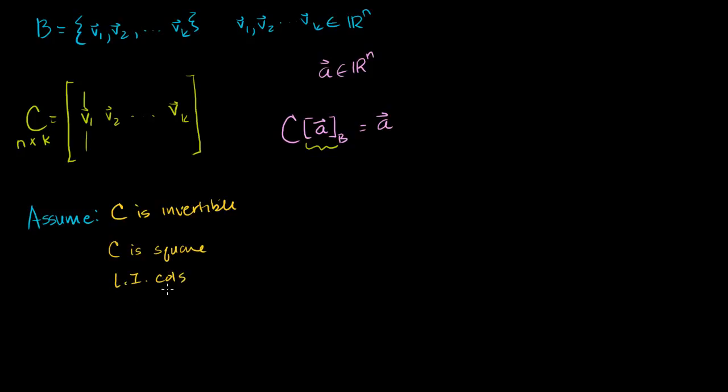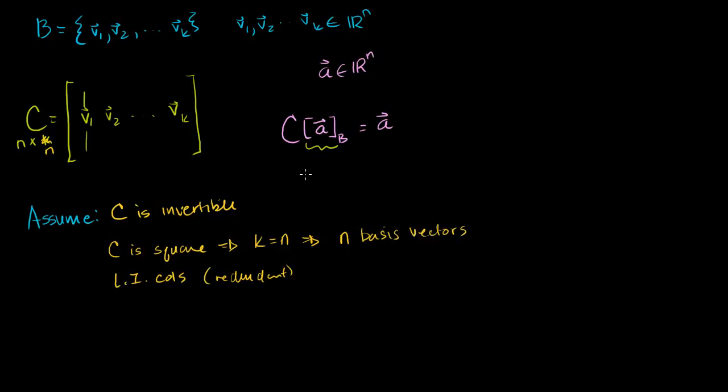Now, the second statement is a bit redundant. We know that C has linearly independent columns because its columns are a basis for a subspace. A basis, by definition, has all of its vectors linearly independent. But what's interesting is if we know that C is invertible, C has to be square. And if all of these vectors are members of Rn, then k has to be equal to n. So C is square means that k is equal to n, or that we have n basis vectors.